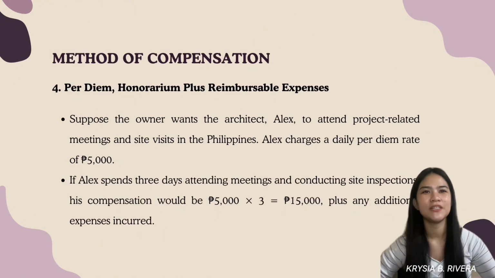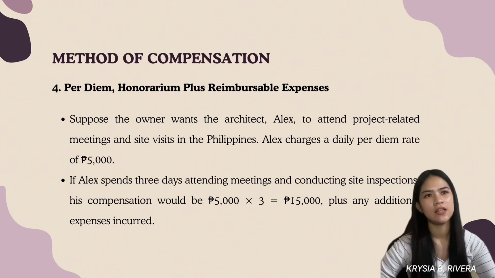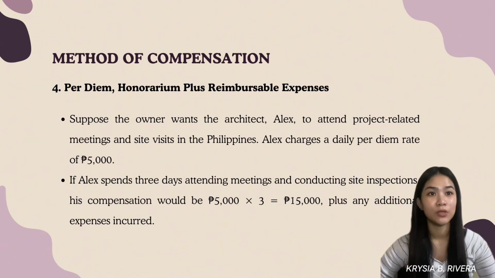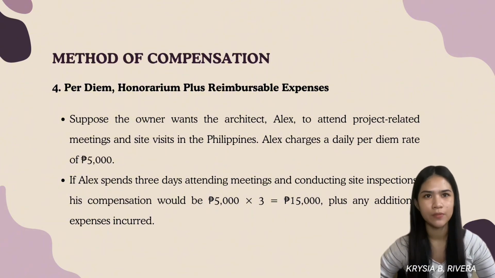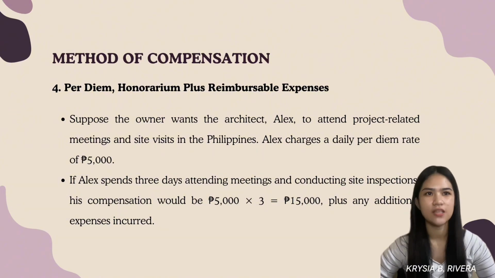Number 4, per diem or honorarium plus reimbursable expenses. Suppose the owner wants the architect, let's say Alex, to attend project-related meetings and site visits in the Philippines. So Alex charges a daily per diem rate of 5,000 pesos. If Alex spends 3 days attending meetings and conducting site inspections, his compensation would be 5,000 times 3, because he attended meetings for 3 days. So his compensation is 15,000 pesos plus the additional expenses incurred by Alex.